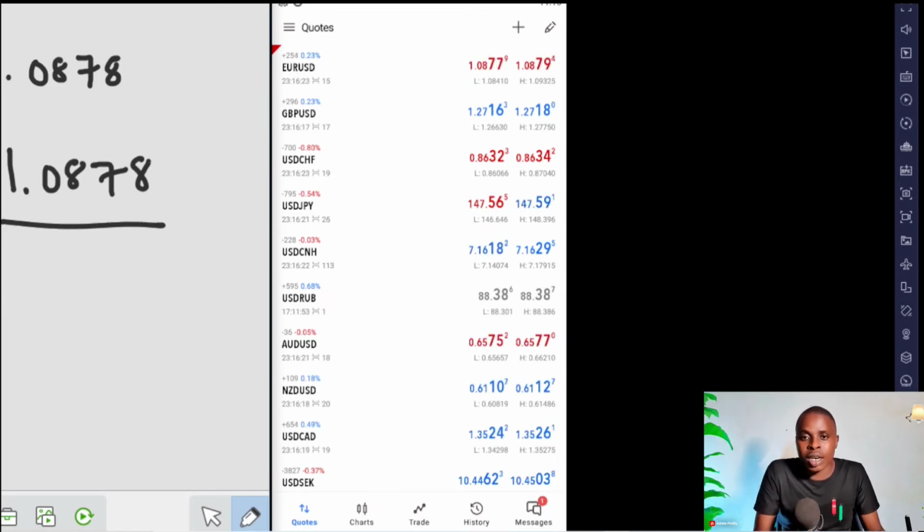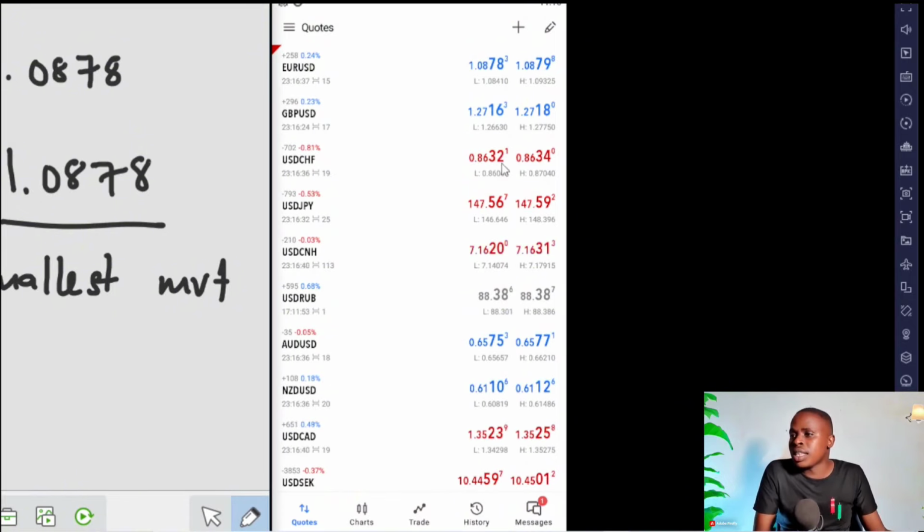So let's write it down. A pip is the smallest movement that a currency pair can make. So the smallest movement that you see. If you look here, you're going to see that these numbers are changing. And the last number, which is the fourth decimal place, is the pip. So the pip is going to be the fourth decimal place.